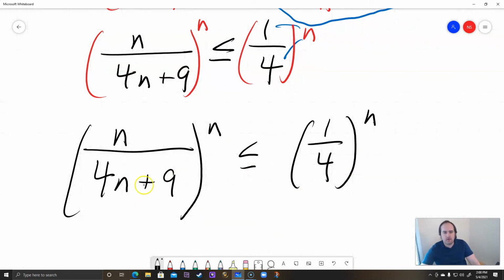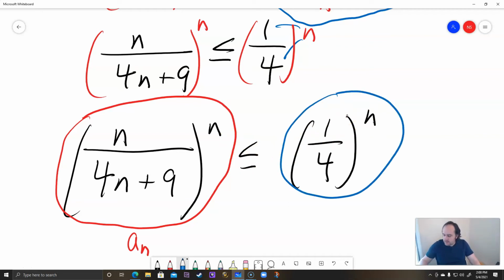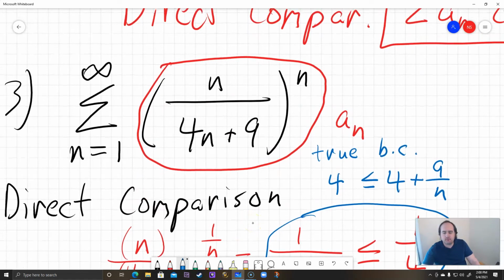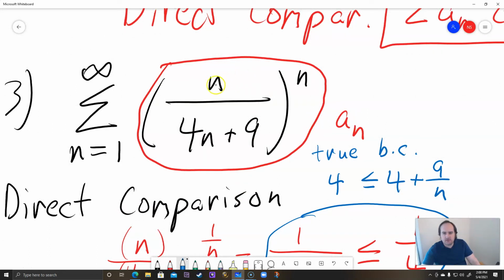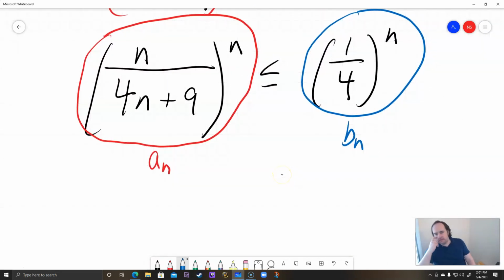So for this one, remember on the left side, this is actually our a sub n. And on the right side, because it's less than or equal, we're going to call this one the b sub n. So we have a sub n is less than or equal to b sub n. This original one was our a sub n, and it's less than or equal to b sub n, which means we can use the direct comparison test, which is what I was going for.